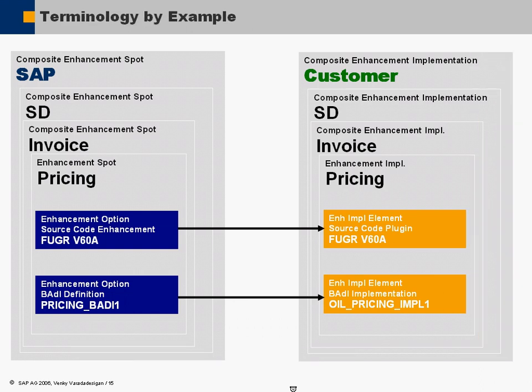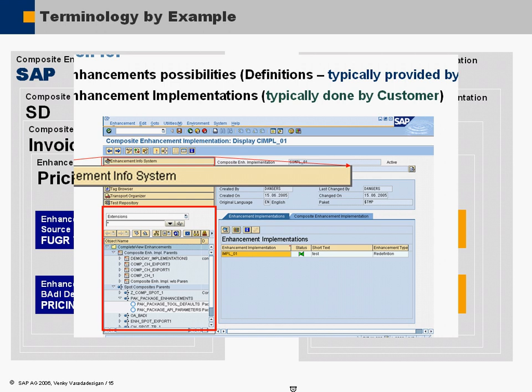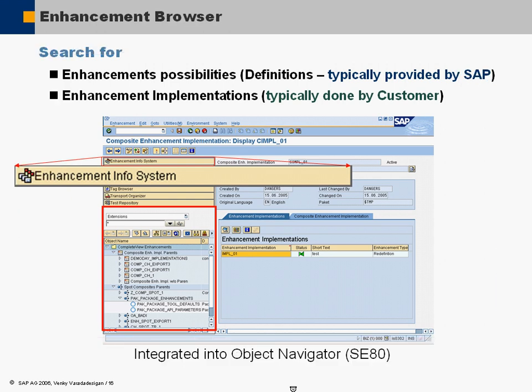Here is an example, a real-life example. SAP provides, in SD pricing, an enhancement option, kind of the good old user exit, but now it's called an enhancement option for enhancements spot in the SD pricing module, and the customer could implement that. Okay, now where do I go and search for these enhancements?